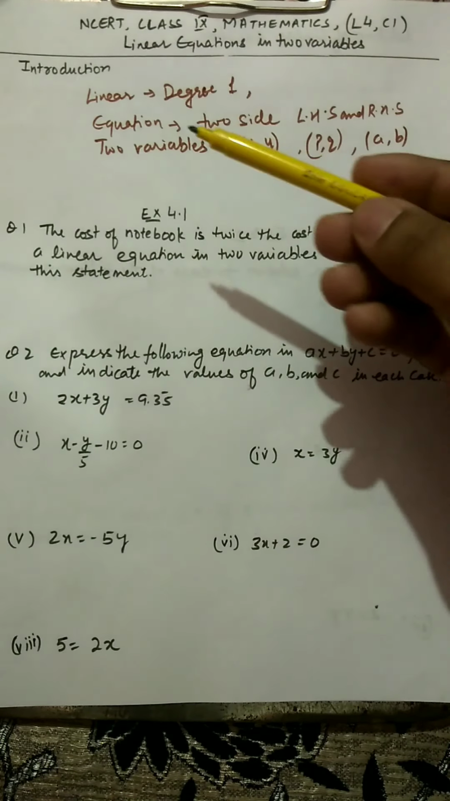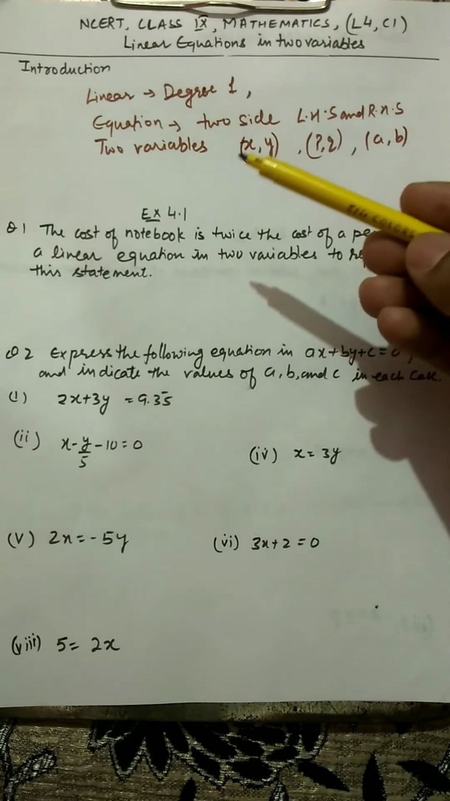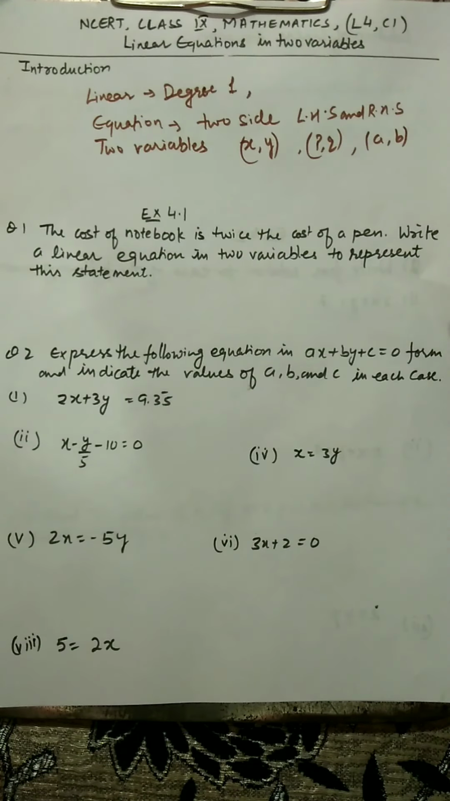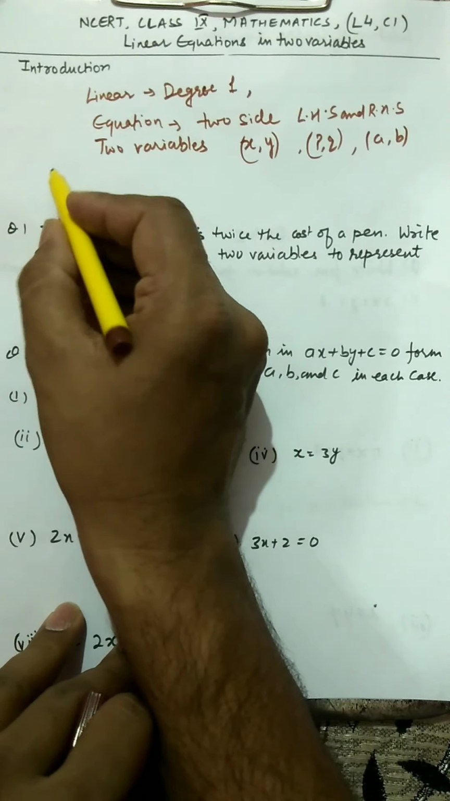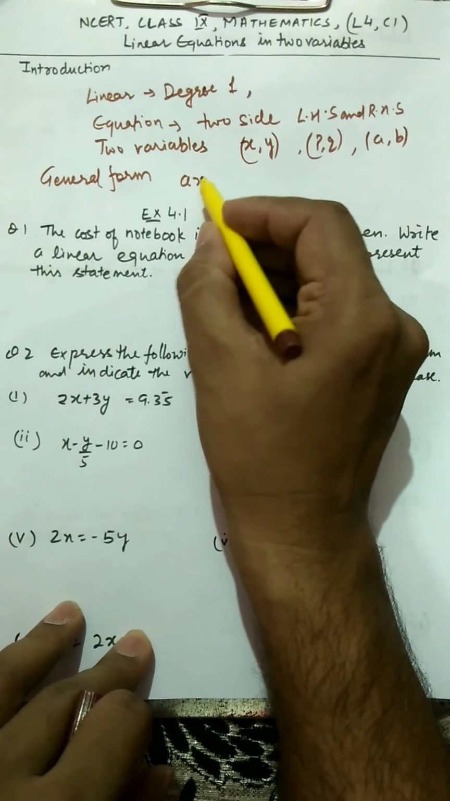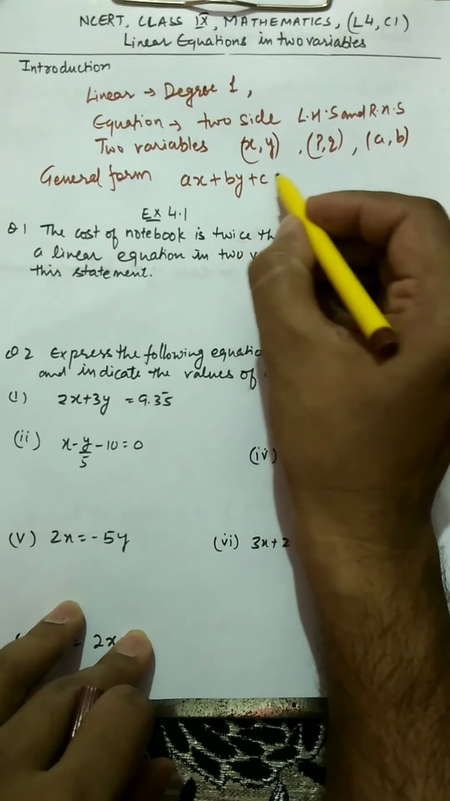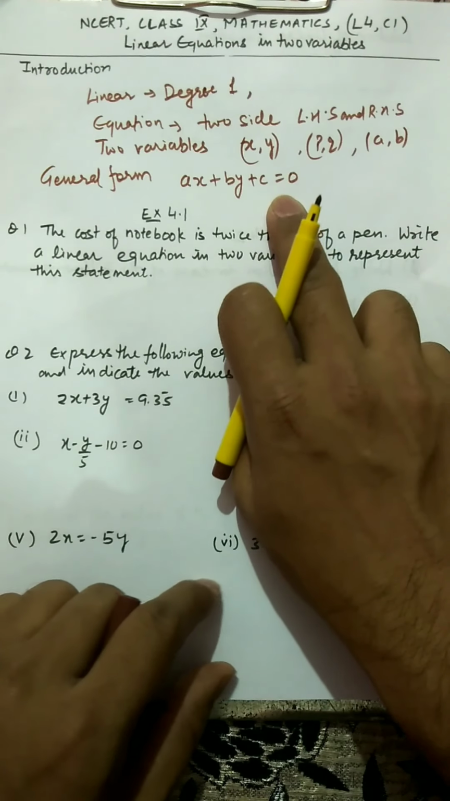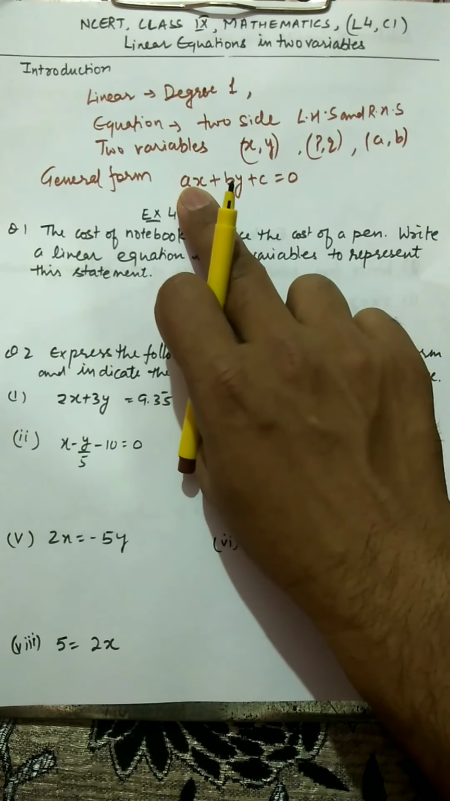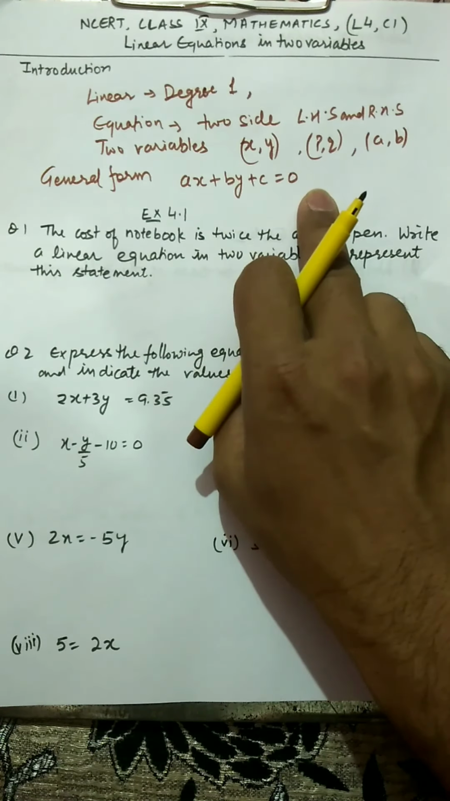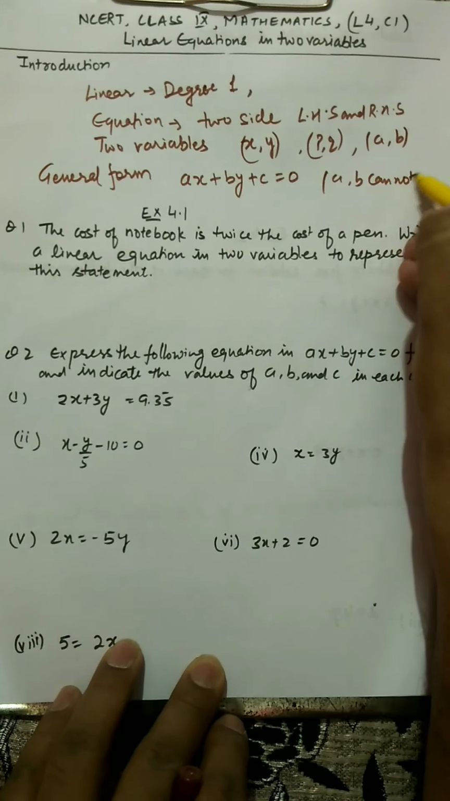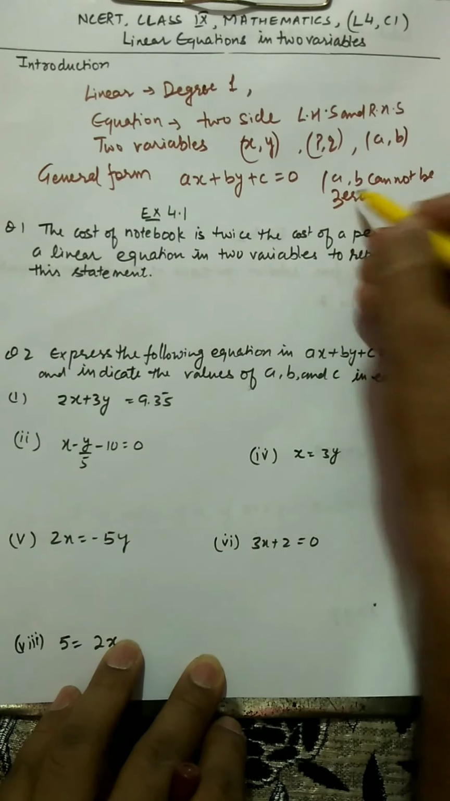After knowing linear means degree 1, equation means two sides LHS and RHS, and two variables, any two variables x, y, p, q, a, b, then we come to the general form of linear equation. So the general form is ax plus by plus c is equal to 0. Here you have to understand one very important thing, that a and b cannot be 0 together.